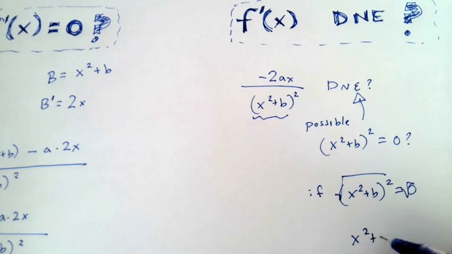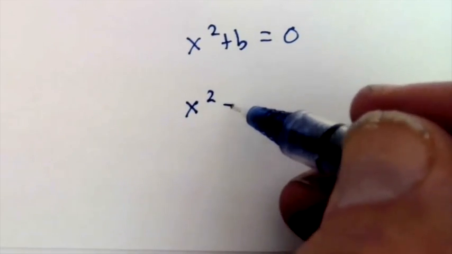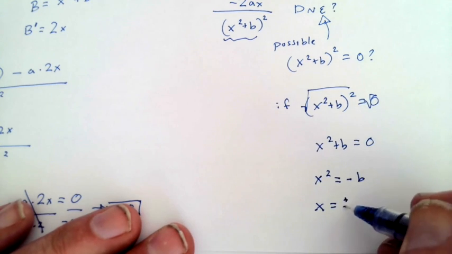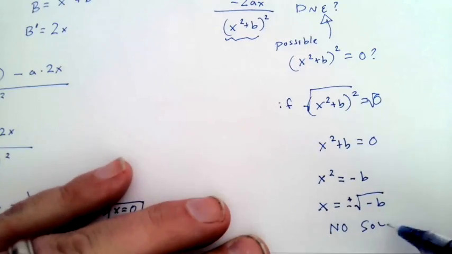We would get x squared plus b equals 0, which we could subtract over and get x squared equals negative b, which x would then be plus or minus the square root of negative b. This is why it's important to read very carefully, because it says, assume that a and b are both bigger than 0. So if we assume that b is positive, and we're dealing only with real numbers here, then we cannot take the square root of negative b. So this would actually be no solution.